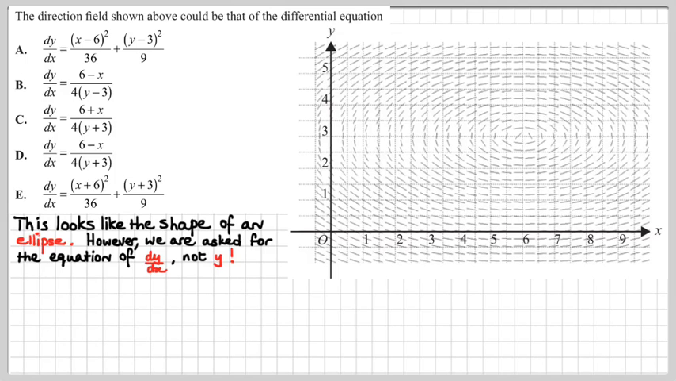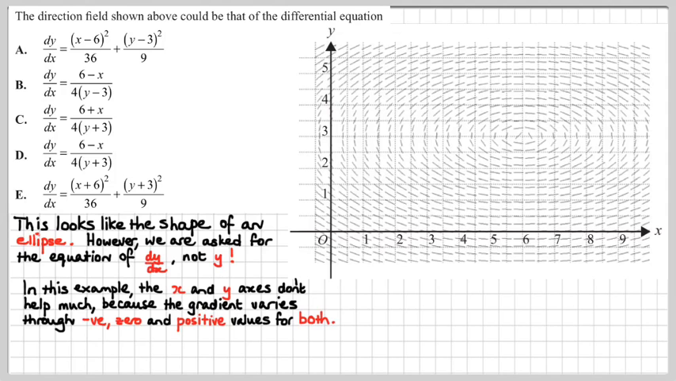Yes, it certainly does, Mr. Computer. We're asked for the equation of dy dx, not y. So don't be taken in by this stuff. That's not correct. That's the equation for an ellipse, e.g. a y. What I'm trying to say is that this is the equation for an ellipse, usually that plus that equals 1. We're talking about the gradient. Well, that's just ridiculous. Okay, so there, A and E are wrong.